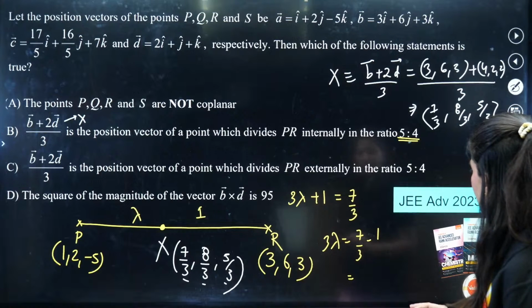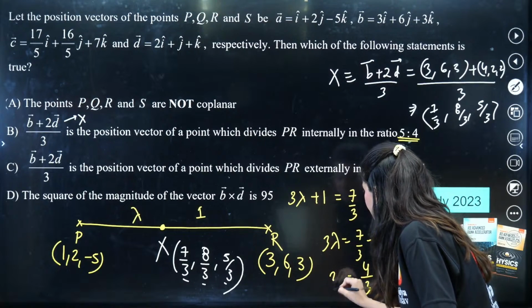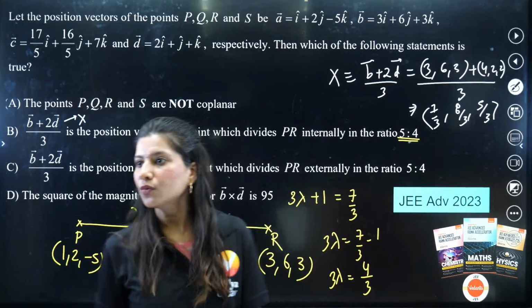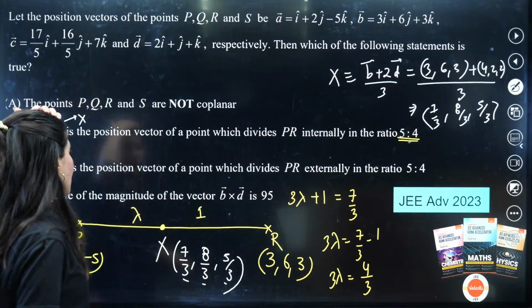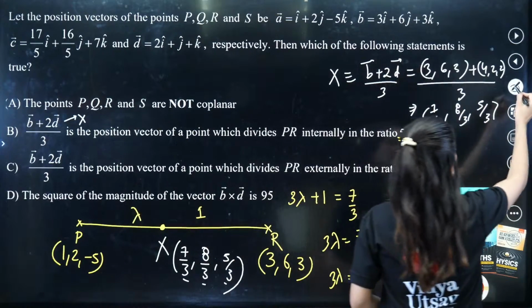Okay, so this is going to be 7 minus 3, 4 by 3. 4 by 3 is equal to 3 lambda. Have I done anything wrong over here? It is wrong. You were saying R is wrong. Okay, R. Oh, sorry. R is 17 by 5. Sorry, I had taken the wrong value.